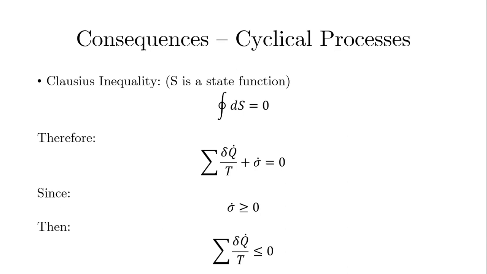And that would mean that the big sigma with the heat transfer and the sigma dot would have to balance out to create 0. And since I know that the entropy production has to be greater than or equal to 0, that would mean that the heat transfer has to be less than or equal to 0. Let's go over some examples.